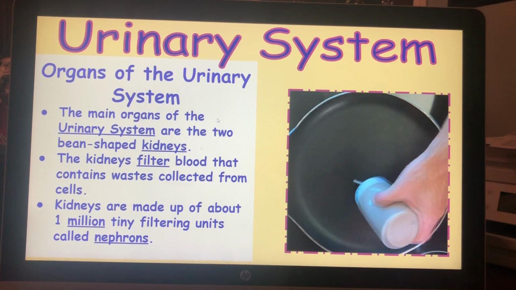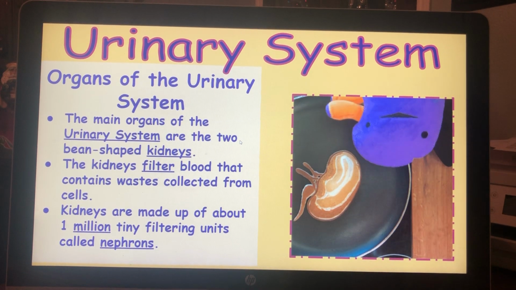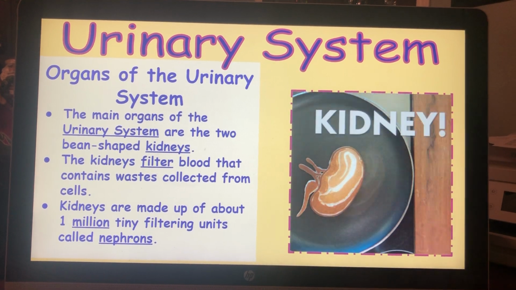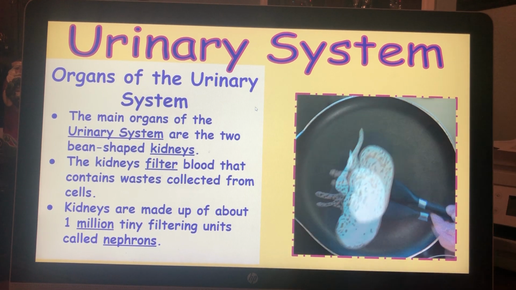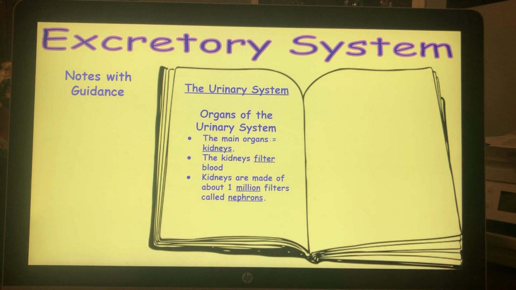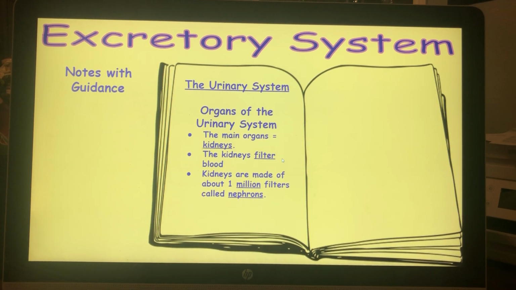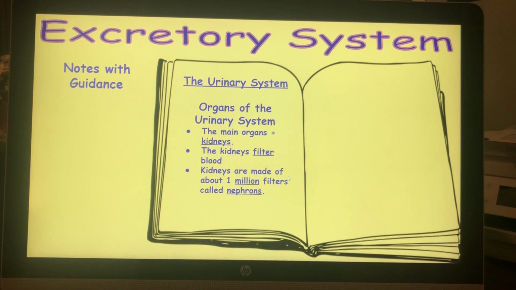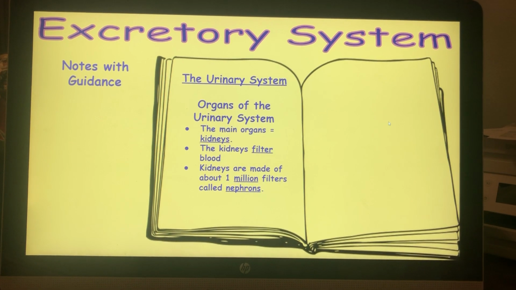Organs of the urinary system. The main organs of the urinary system are the 2 bean-shaped kidneys. The kidneys filter blood that contains waste collected from cells. Kidneys are made up of about 1 million tiny filtering units called nephrons. For your notes, your entry should say organs of the urinary system. The main organs equal the kidneys. The kidneys filter blood, and kidneys are made up of 1 million filters called nephrons. So the kidneys are filtering the blood, they're cleaning the blood, they're purifying the blood.